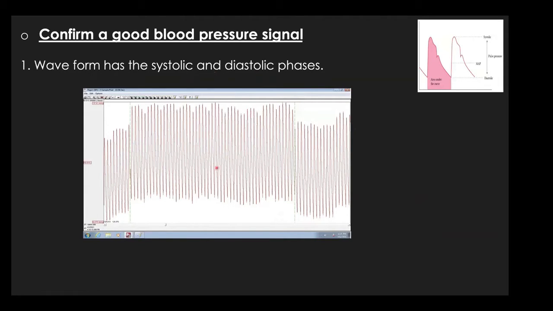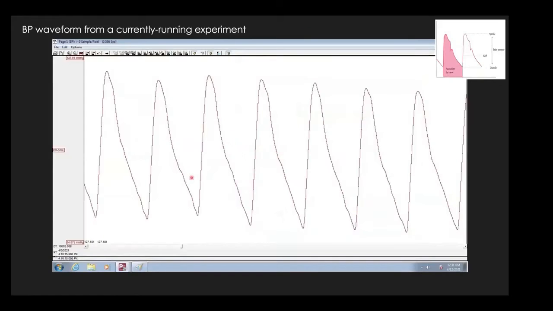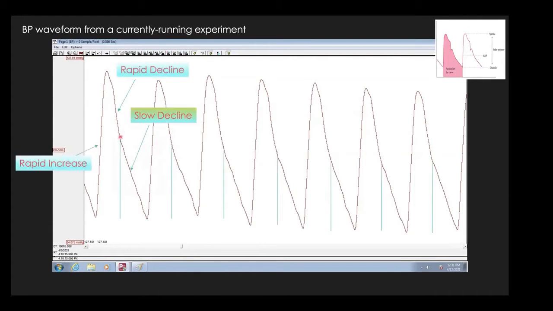And this is how an actual signal looks like. You should be able to magnify this. So every single waveform of those corresponds to one beat. This is the rapid increase and the rapid decrease, which correspond to the systolic phase. And then this slows down. It still declines, but at a slower rate. So this is the slow decline, which represents the diastolic phase.